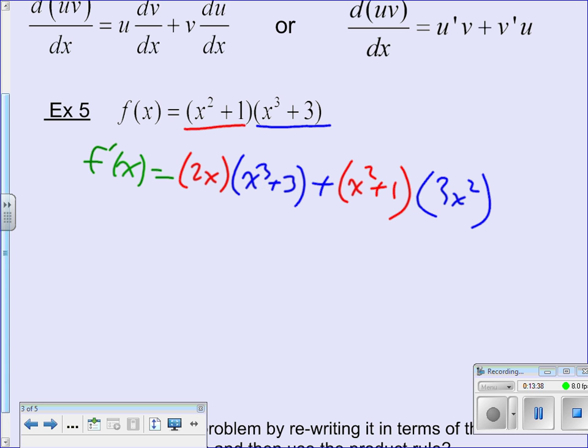Derivative of the first times the second. Derivative of the second times the first. If there are three things, then you do that 3 times, progressing your way through the 3 things. Okay. And now we simplify.